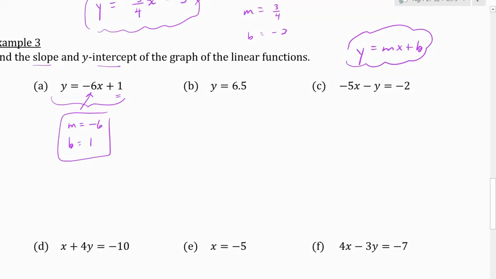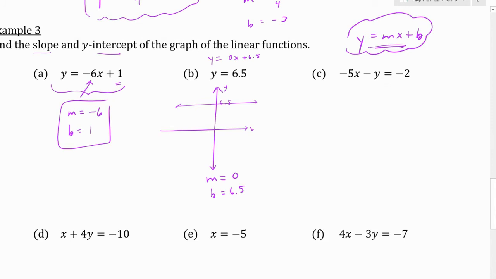All right, and then two of these, B and E, they're those little goofy lines. So y is 6.5. That's just a horizontal line running through 6.5. The slope of any horizontal line is 0. And the y-intercept is the y-intercept. It's running through at 6.5. Now, this one we actually could write like it's y equals 0 x's plus 6.5. So, you know, it can represent that.